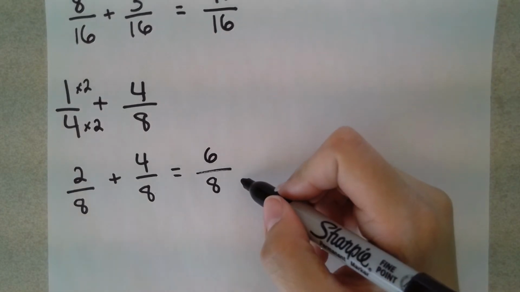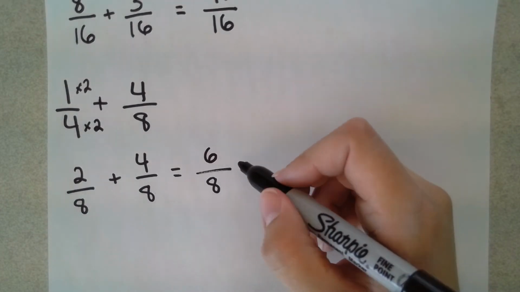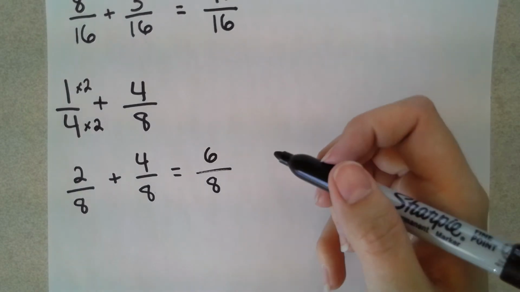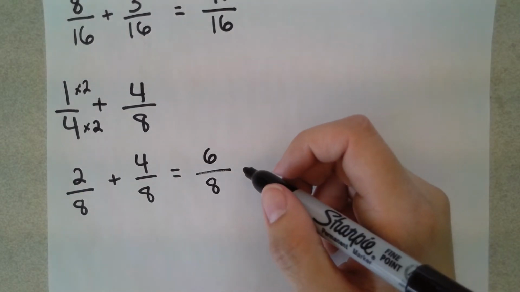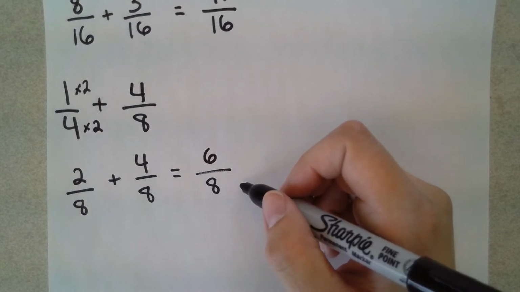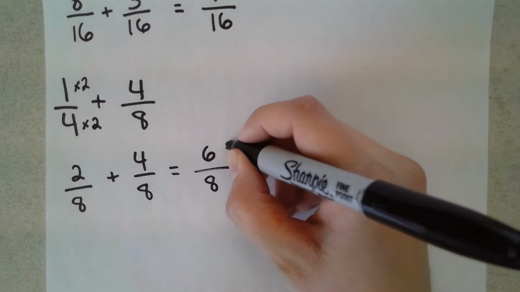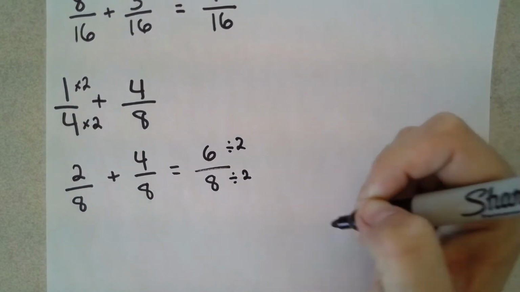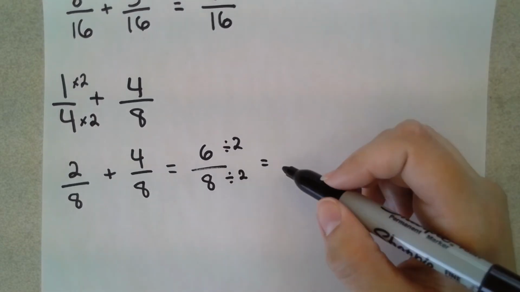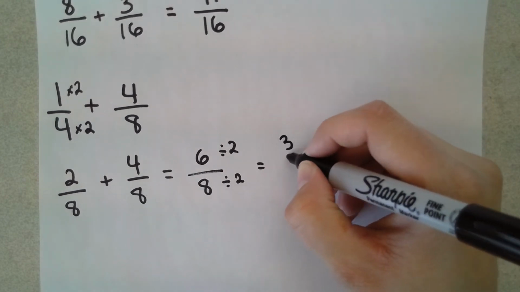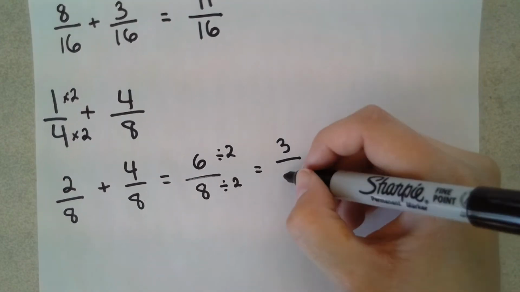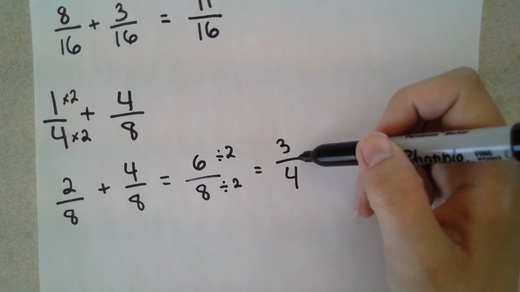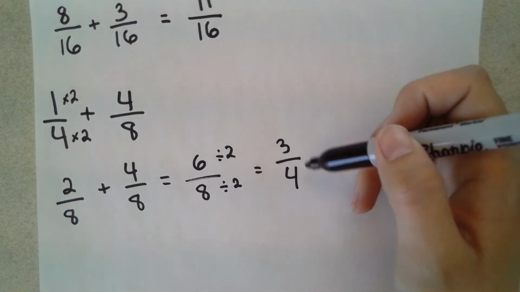Because I'm looking at my new fraction and I'm realizing, oh, this can be reduced. It's 2 even numbers, so it can definitely be reduced because even numbers can always be divided by 2. So I'm going to do that right now. I'm going to divide by 2 so that I can reduce. 6 divided by 2 is 3. 8 divided by 2 is 4. And so now my new fraction is 3/4.